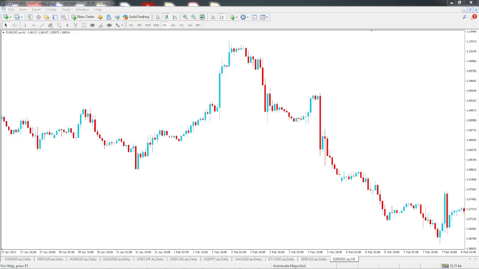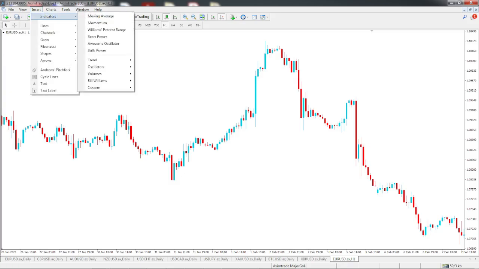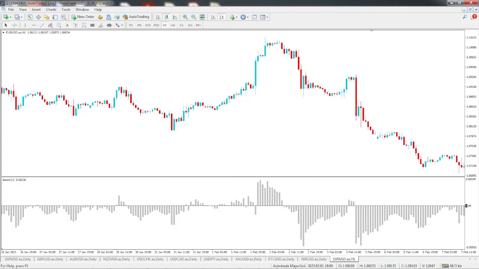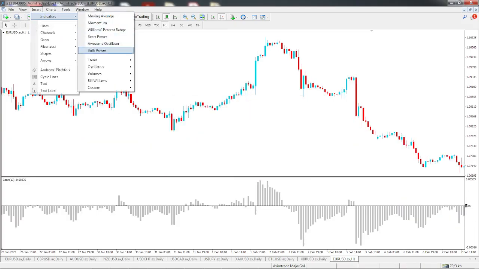To place the indicator on the chart, there are a few methods to do it. The first method is to go to Insert, then Indicators. Under Oscillators, select Bulls Power, and follow the same procedure for the Bears Power indicator.